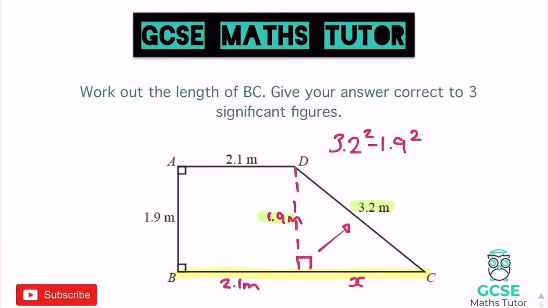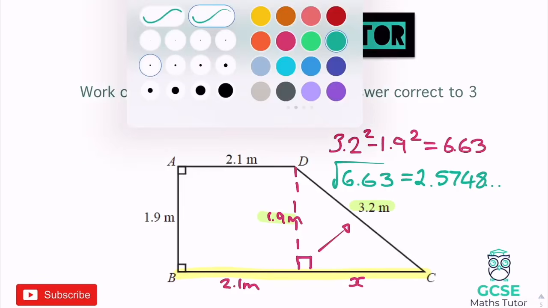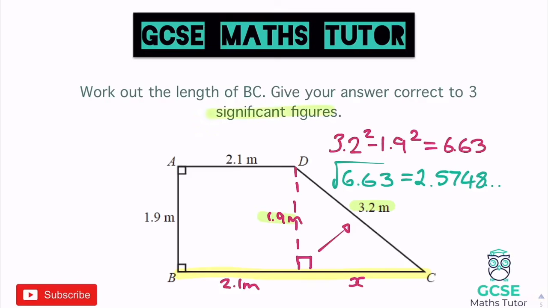So on the calculator, 3.2 squared, take away 1.9 squared, and that equals 6.63. There we go, 6.63. So square rooting that, the square root of 6.63 equals, let's have a look, 2.5748 and a few more decimals. Now again, it says it wants our answer correct to 3 significant figures. Obviously just make sure you read that. So if we round this to 3 significant figures, we get 2.57. There we go. And this is in meters this time, so 2.57 meters.